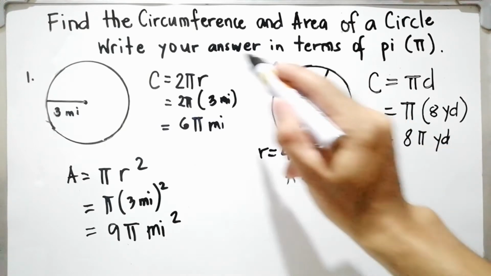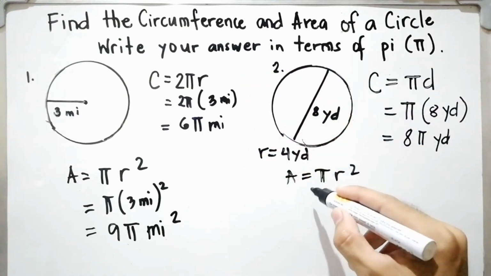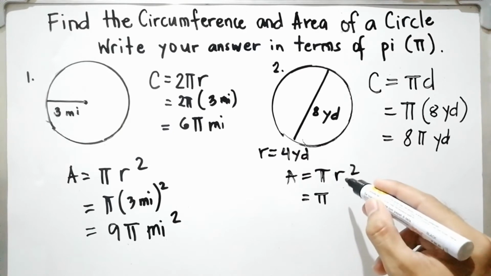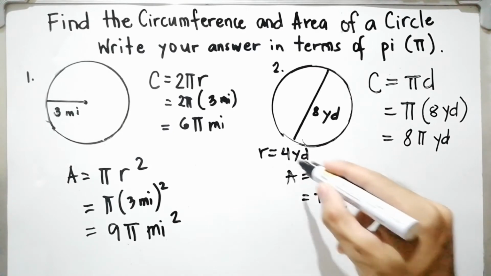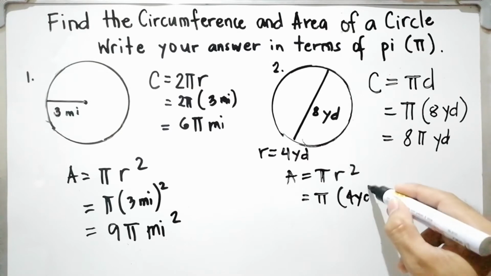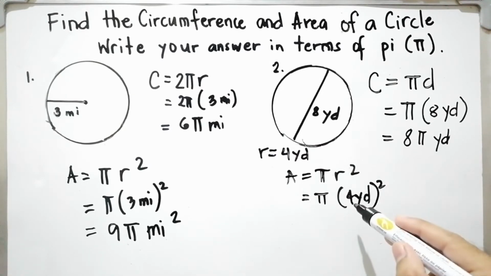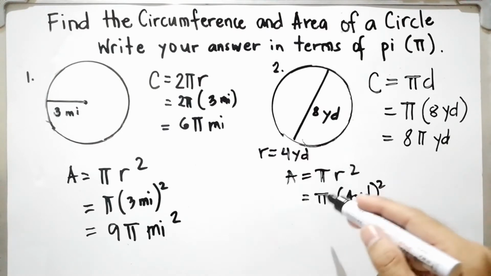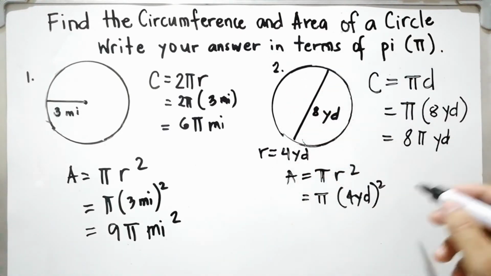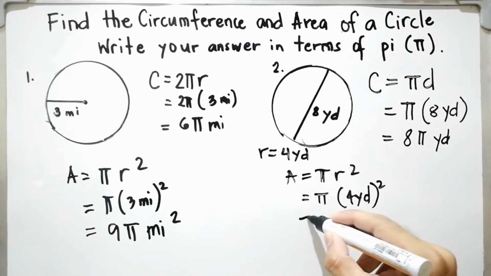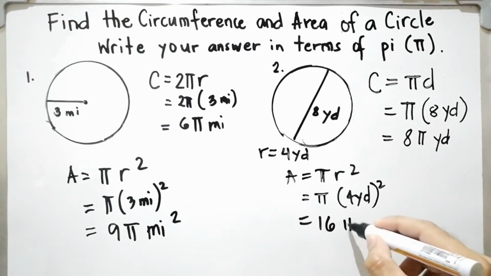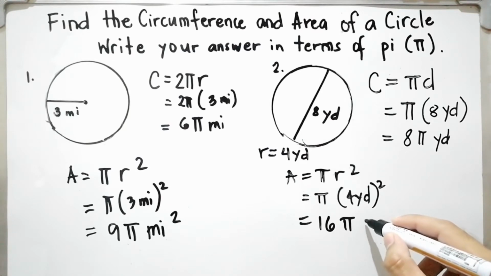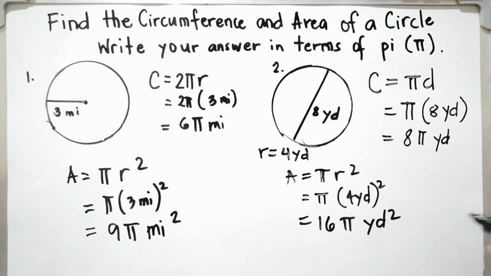Now, our answer is in terms of pi. Therefore, we rewrite pi and then substitute the value of r, which is 4 yards, and then square it. What is the square of 4 yards? That is equal to 16 square yards. Since our answer is in terms of pi, our final answer is 16 pi square yards. Again, 4 times 4 is 16. Then rewrite pi. Then yards squared is square yards.